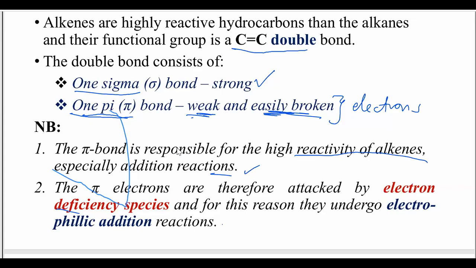Then we have seen that they are very reactive, and what makes them more reactive is the presence of the double bond, which consists of two bonds, the sigma and the pi bond.